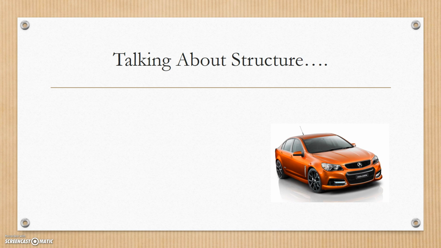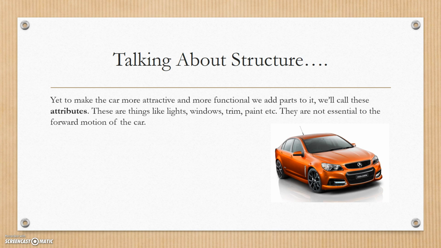So again, taking that, let's expand on it a little bit further. What we can do is make the car more attractive. If every car that drove on the roads looked exactly the same, then people might not buy them. So we're going to call these attributes. These are going to be things like lights, the windows, the wheels, trim, paint, things that change the car in some way, shape or form. Now, all of these things might not necessarily be essential to the way the car runs. However, they do give it its unique look. And it's exactly the same with HTML.